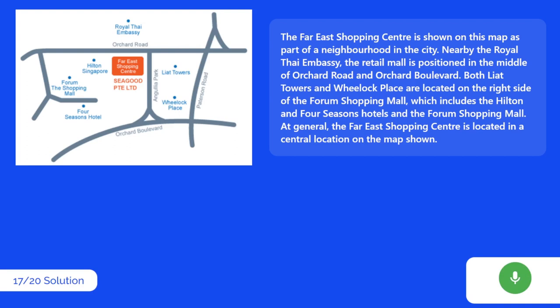The Far East Shopping Center is shown on this map as part of a neighborhood in the city. Nearby the Royal Thai Embassy, the retail mall is positioned in the middle of Orchard Road and Orchard Boulevard. Both Hyatt Towers and Hui Lark Place are located on the right side of the Forum Shopping Mall, which includes the Hilton and Four Seasons Hotels and the Forum Shopping Mall. In general, the Far East Shopping Center is located in a central location on the map shown.